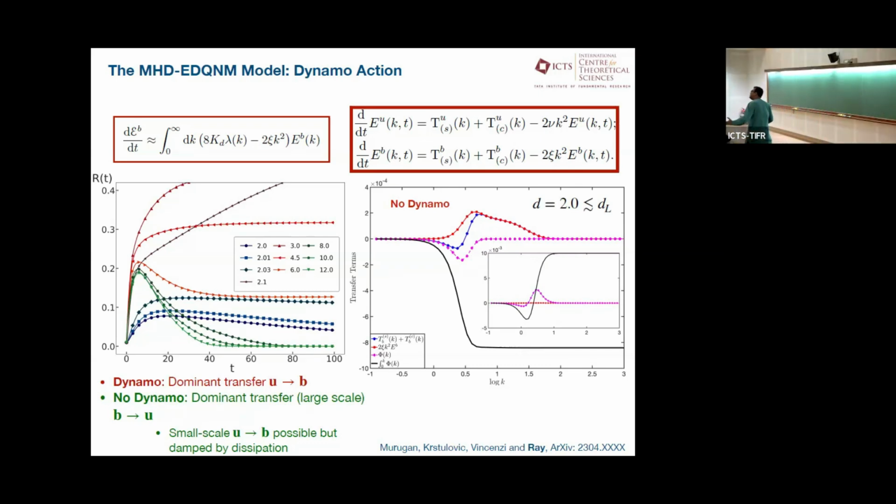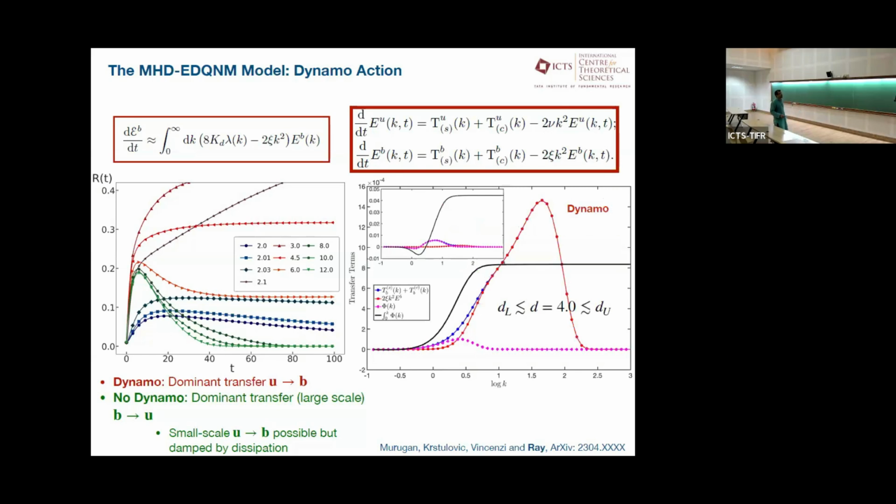So I'll just flash the results and we can discuss the mathematics of this. Now this looks a much more complicated diagram than I thought it would when I first made the slide. But for example, if you're at d equal to 2, where you do not have dynamos, these are all the different transfer terms plotted against each other. All that you need to worry about is this black curve, which gives the net integrand in the equation that I showed you. And there you see, as a function of k, eventually this goes negative, which means that the magnetic energy is sucked out of the system, and hence no dynamo.